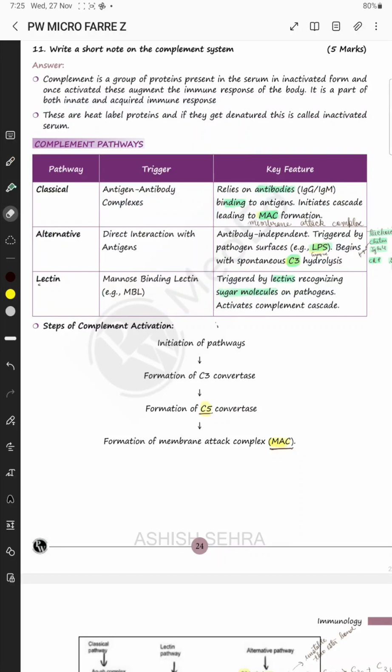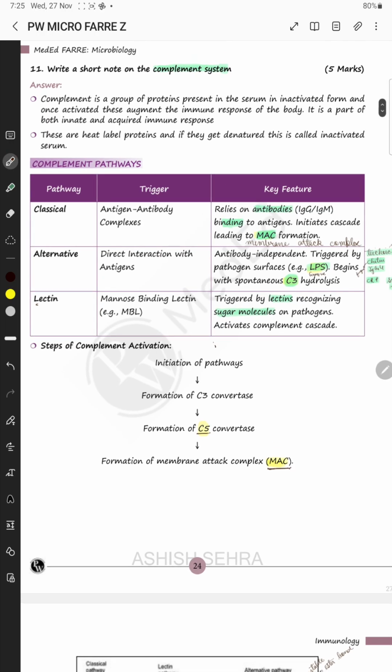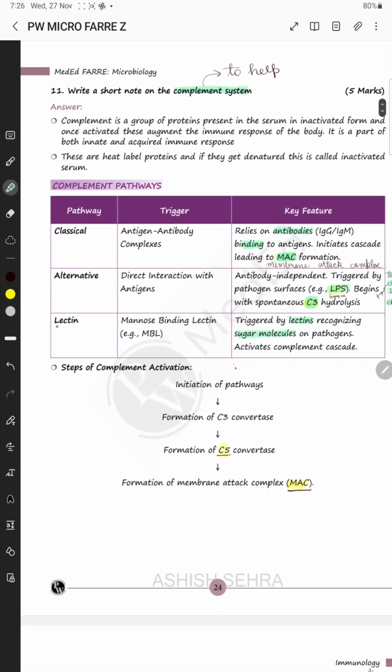The next topic is complement system. The literal meaning of the word complement is to help. The complement system in our body will help in the acquired immunity, and it also plays a role in inflammation. So what are these complement?